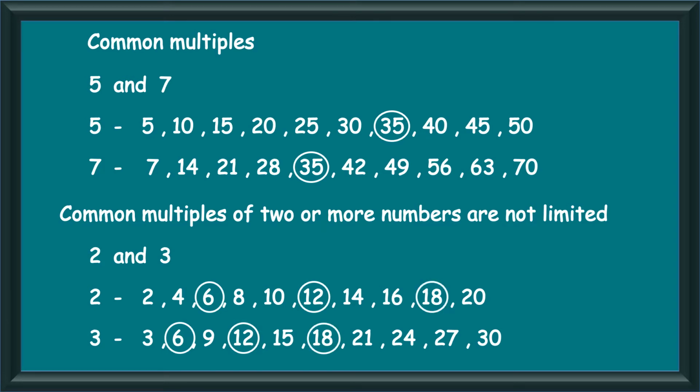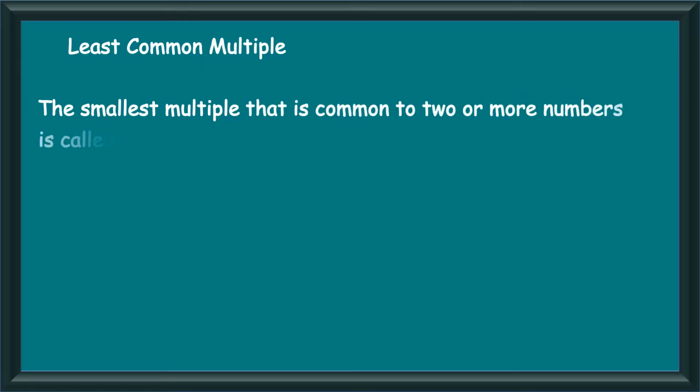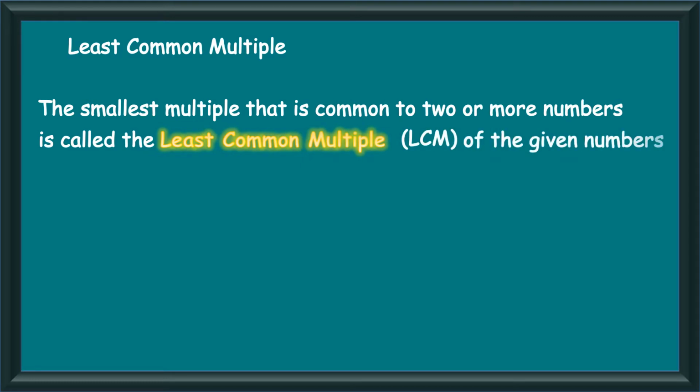And they can have more than these three common multiples. But out of all these common multiples, 6 is the smallest. And hence, 6 is called the least common multiple of 2 and 3. So now we know the definition of least common multiple. The smallest multiple or the first multiple that is common to two or more numbers is called the least common multiple or the LCM of the given numbers.